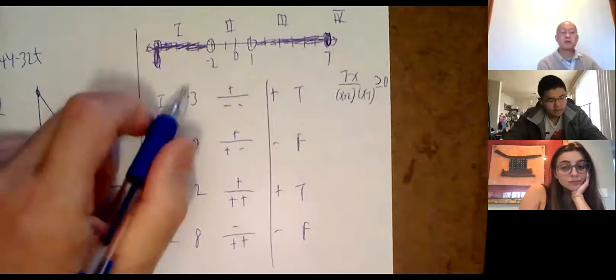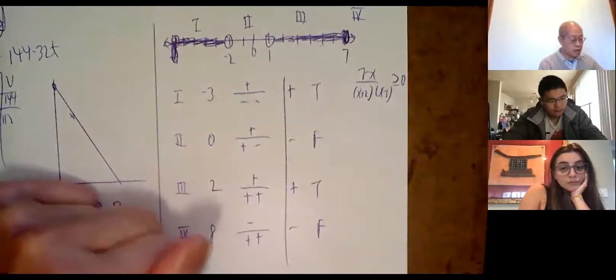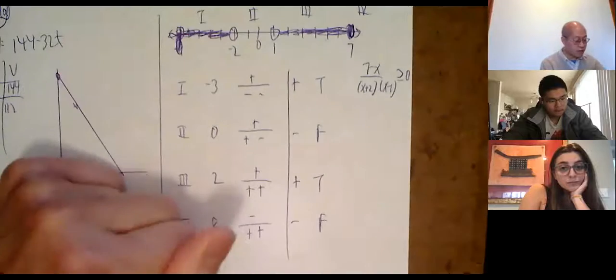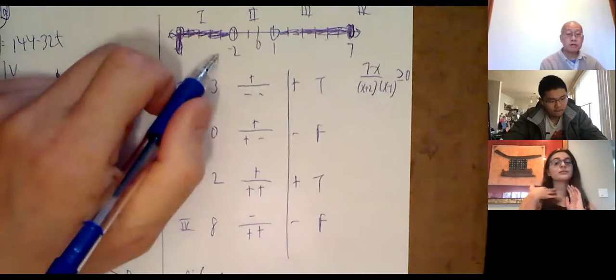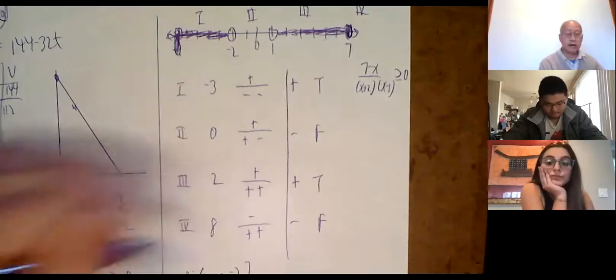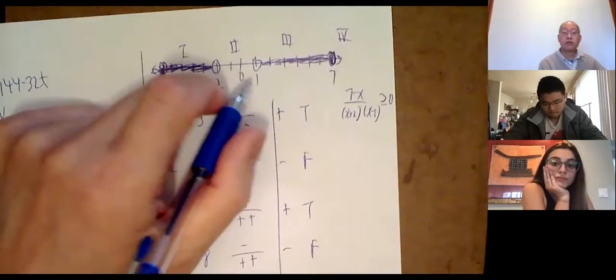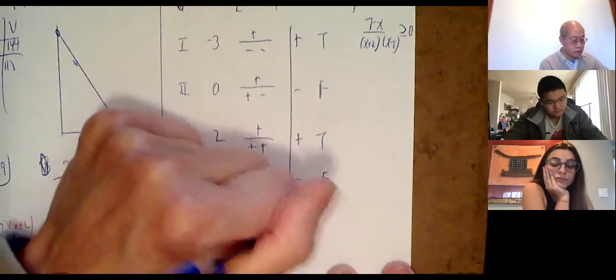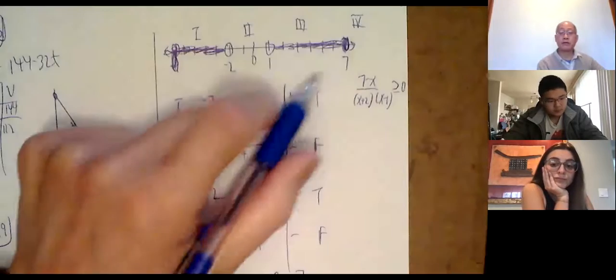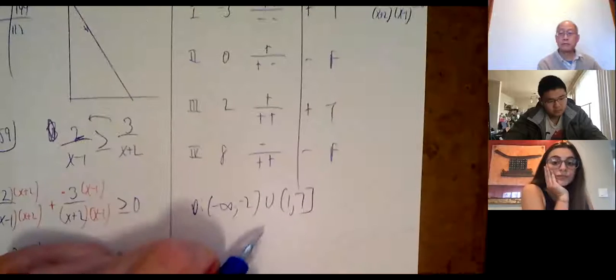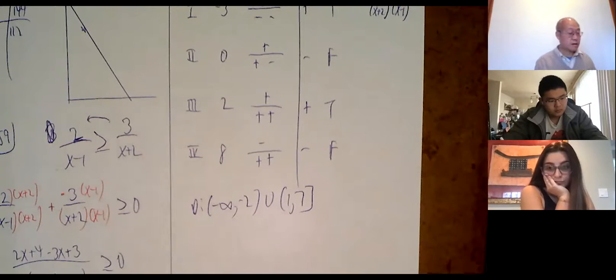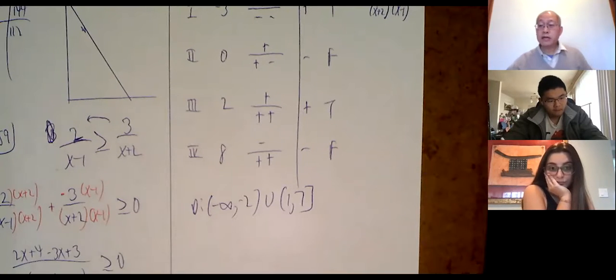No, false. So it looks like for my domain, I've got negative infinity up to negative 2, parenthesis, union, parenthesis, 1 comma 7, and 7 has a bracket because I'm including 7. So it looks like we got that. Okay. So that's that one.